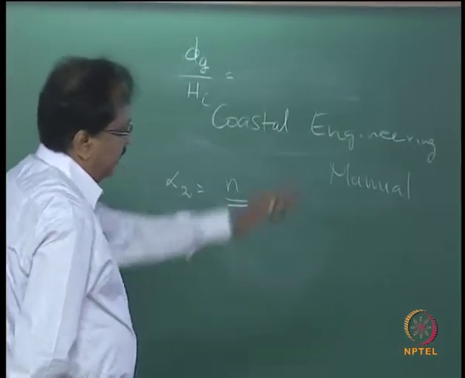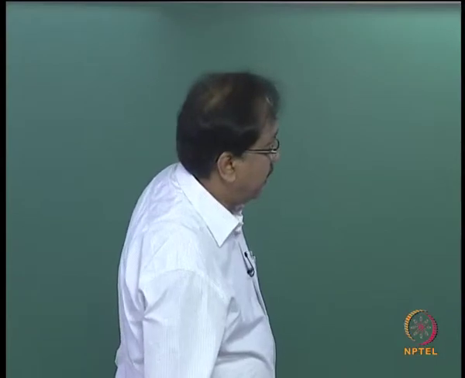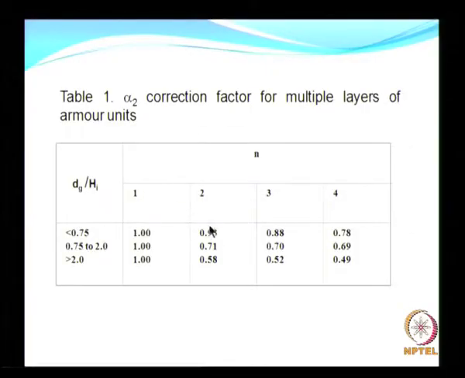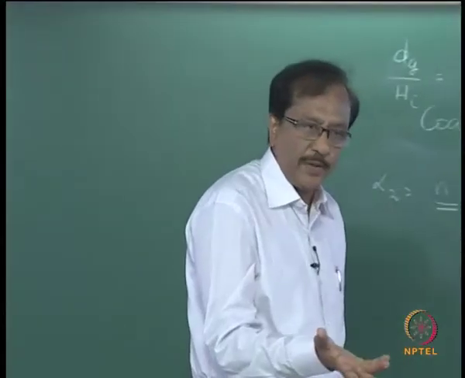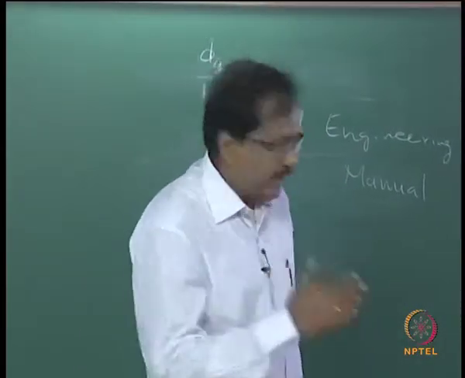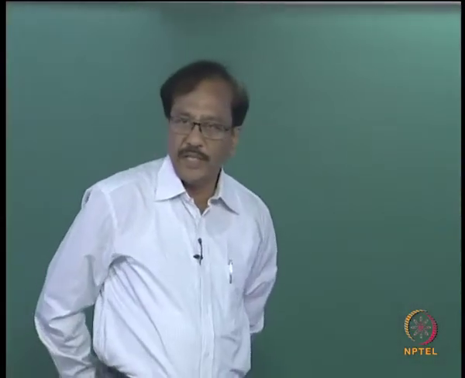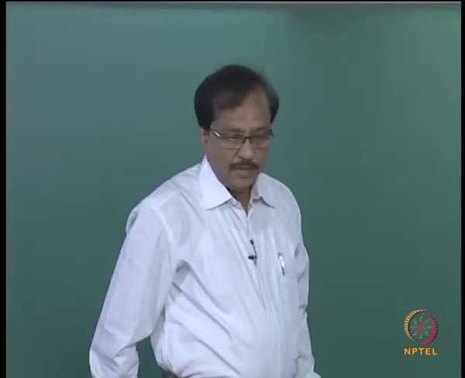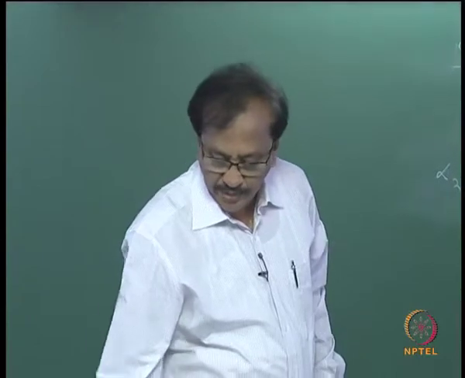If dg by hi is increasing, what does that mean? The size is going to increase. If the size increases, more water is going to percolate into the medium. So the reflected energy is going to be less, and hence you see that it is also going to decrease with an increase in dg by hi. So that point is very clear.